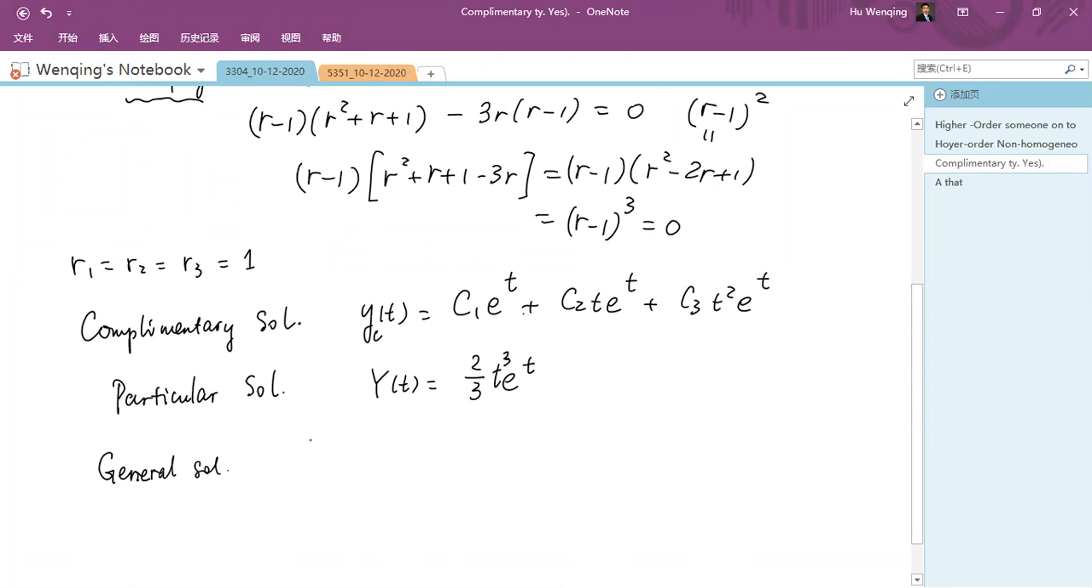the general solution is going to be y of t is equal to c1 e to the power t plus c2 t times e to the power t plus c3 t squared e to the power t plus 2 over 3 t cubed e to the power t. That's going to be your general solution. Is that good for everybody? Okay, so that's a very simple exercise.